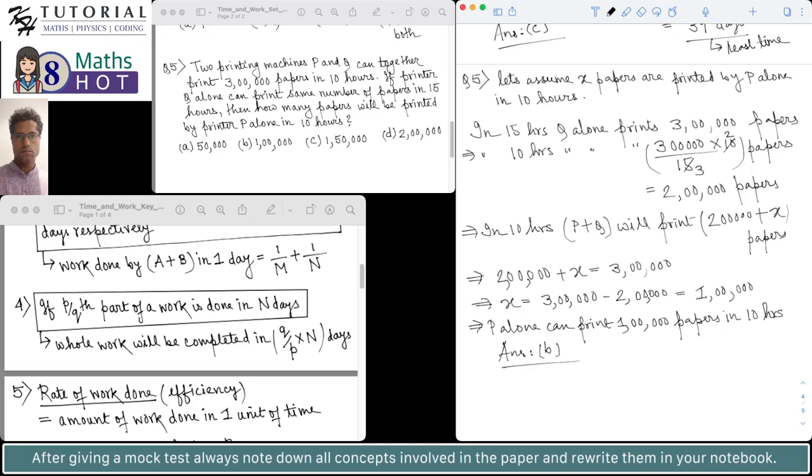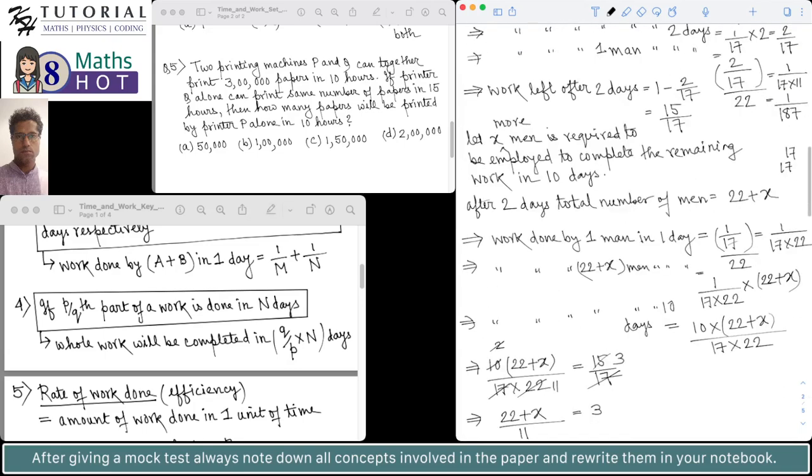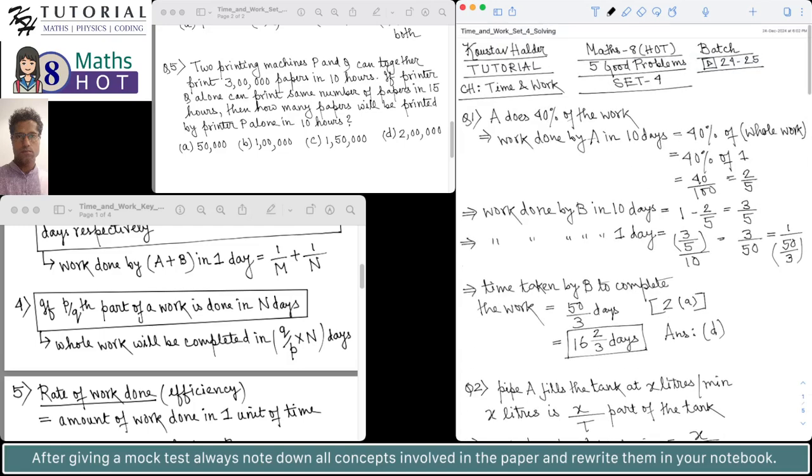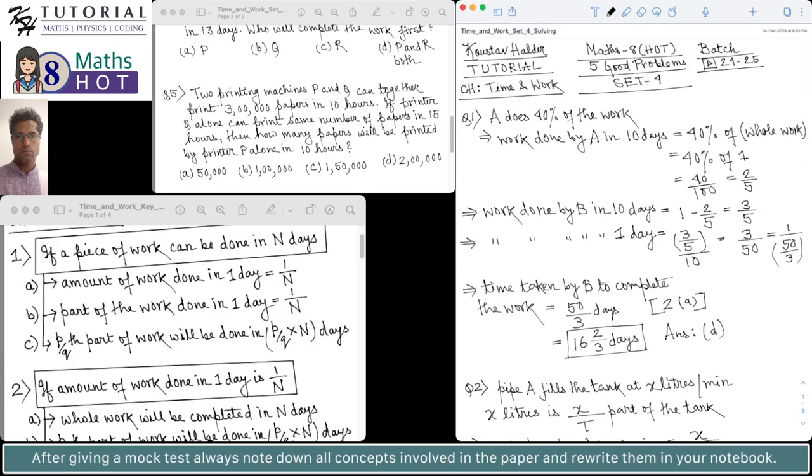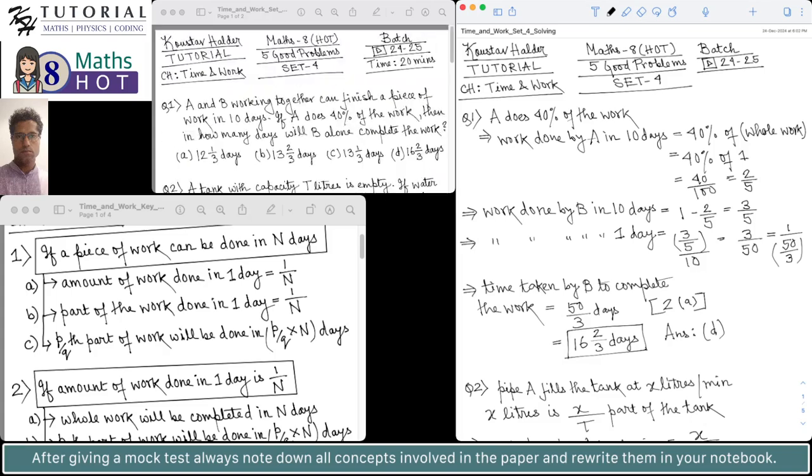So this brings to an end in solving another 5 good problems on the chapter of time and work. I hope these problems will give you a good practice of little harder problems on the chapter of time and work. And so I have completed 4 sets of 5 good problems, that is 20 good problems on the chapter of time and work.